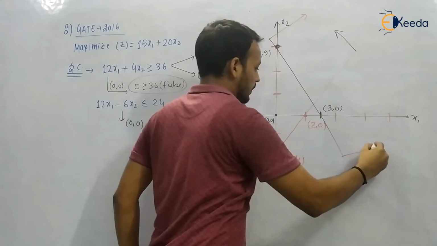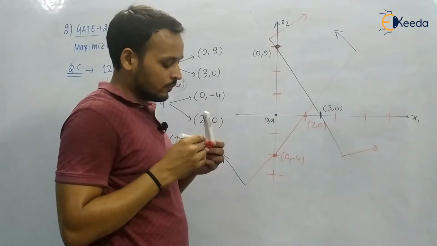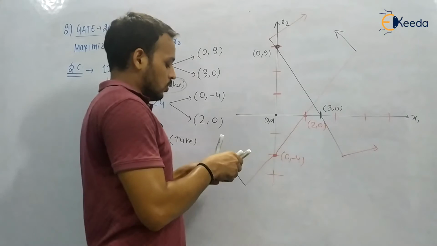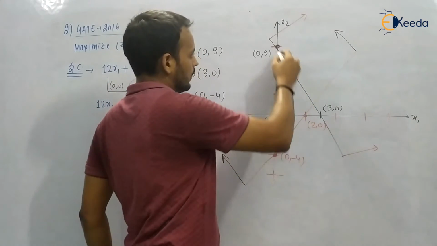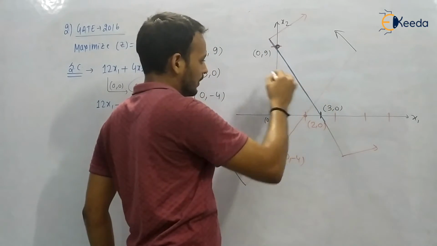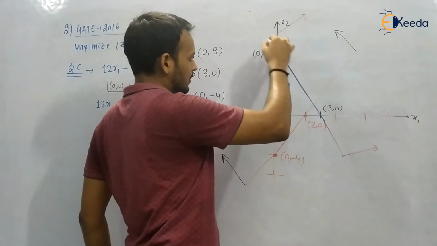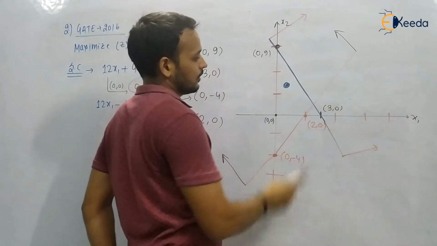The graph is shaded away from the origin. So you have to remain in the first quadrant and you have to choose the feasible region. If you take a point here, it is not going to satisfy this constraint. If you take a point in this region, it is not going to satisfy this constraint. If you take a point here, it is not going to satisfy this constraint.